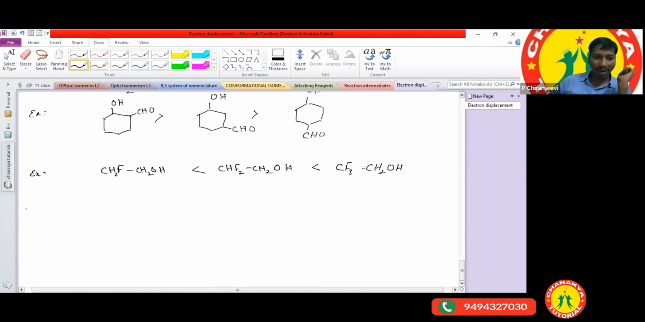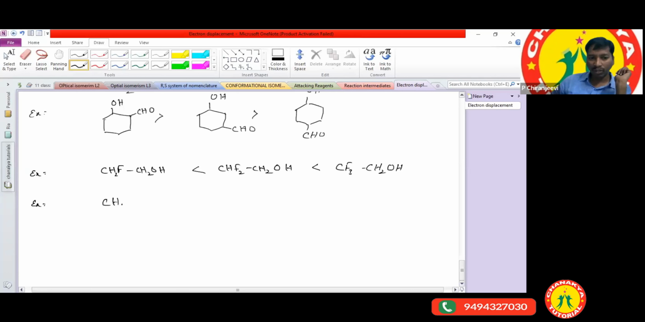And one more example I'll give you. Next week you have a test based on electron displacement reactions, for next Sunday, not this Sunday. This Sunday you only have an exam based on the reagents, attacking reagents, and reaction intermediates.